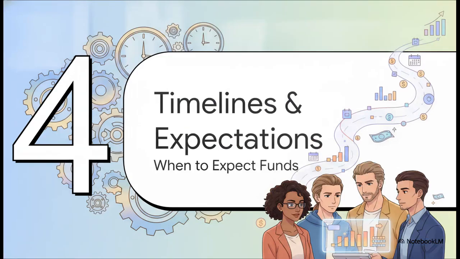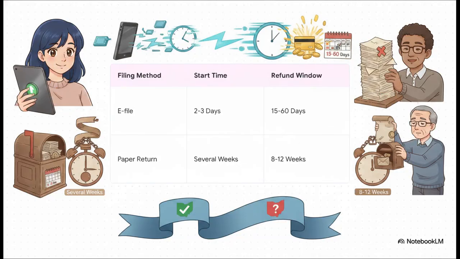Moving right along to Part 4, Timelines and Expectations. Waiting for the money is definitely the most anxiety-inducing part of all this, right? But the data makes a massive case for doing things digitally. If you file electronically, your transmission is accepted and processing starts in just 2 to 3 days. Your typical refund window is between 15 and 60 days.